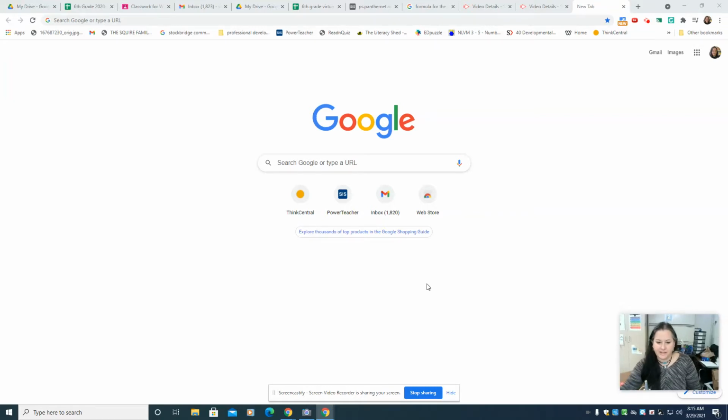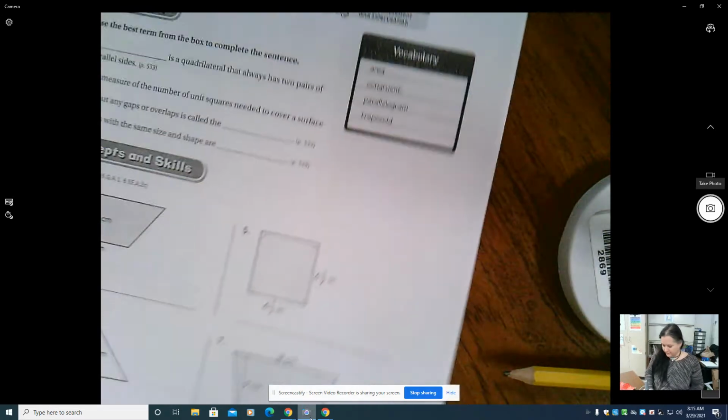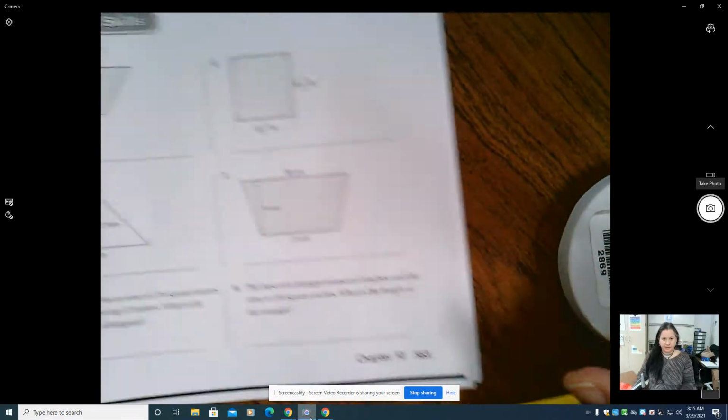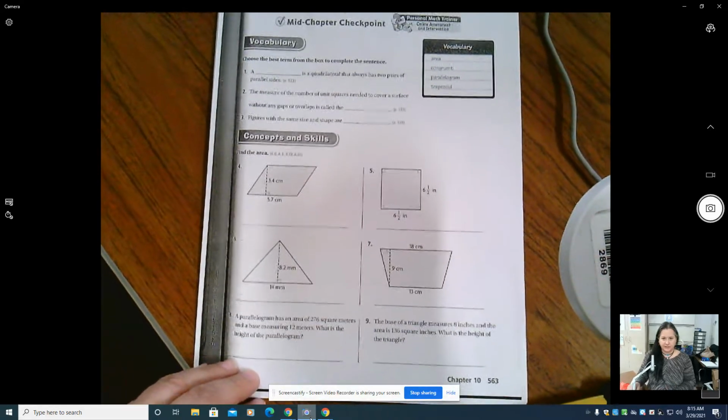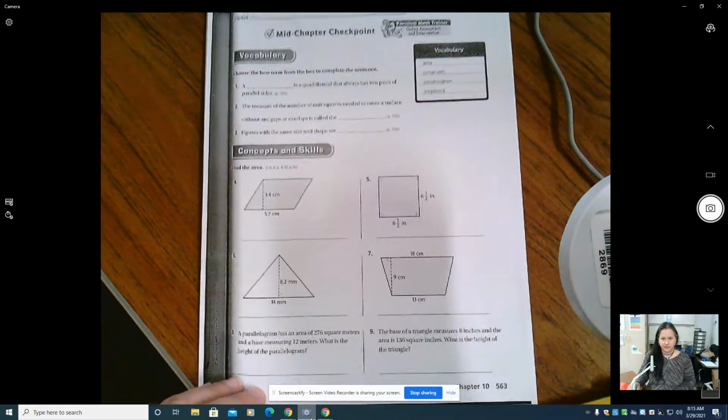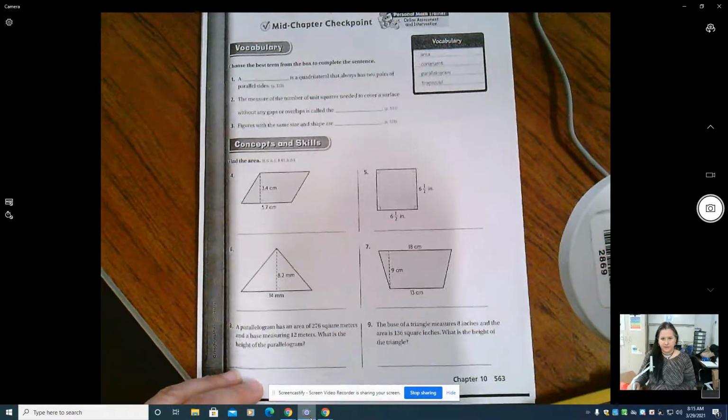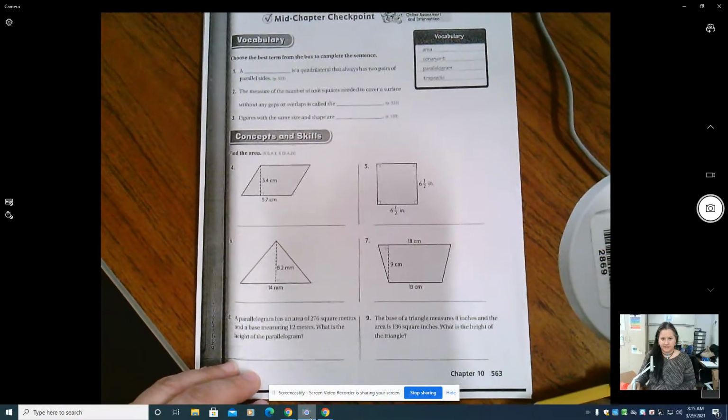All right, so today is our mid-chapter check study guide review, and we're going to check it together here. So I just want to show you the pages you should be on in your book, making sure you complete these first before checking them with me, because it's a good extra step of practice.